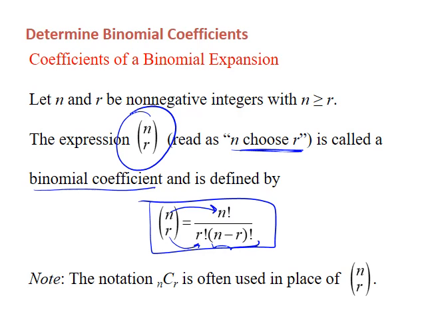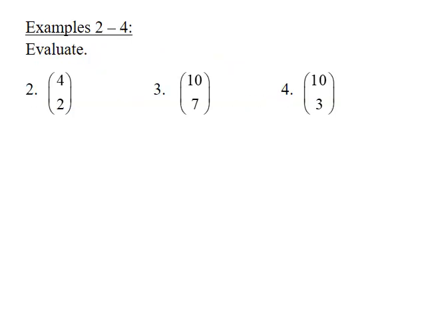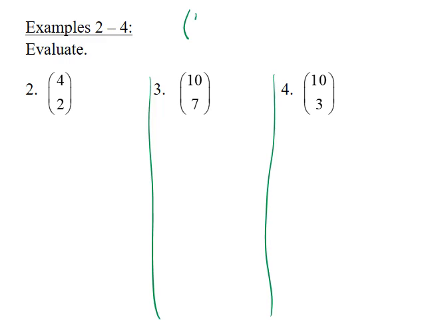In your readings, you will often see this notation, and this just means n choose r. So there is this notation as well as this notation, and they mean the same thing. Let's practice. Okay, so we want to evaluate each of these. And I just want to remind you of the formula. N choose r is found by taking n factorial divided by r factorial times the quantity n minus r factorial.